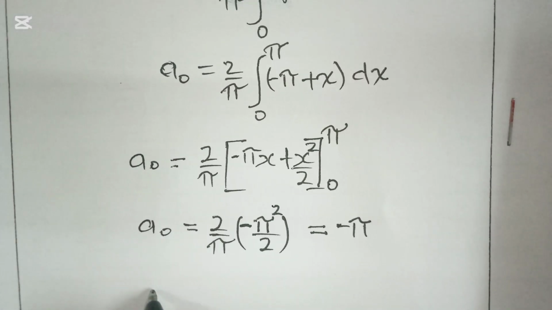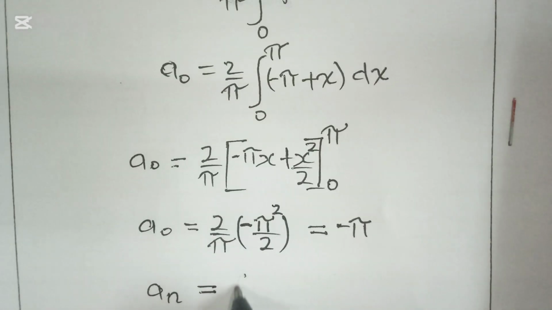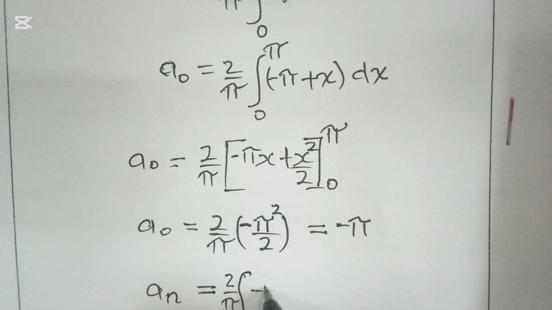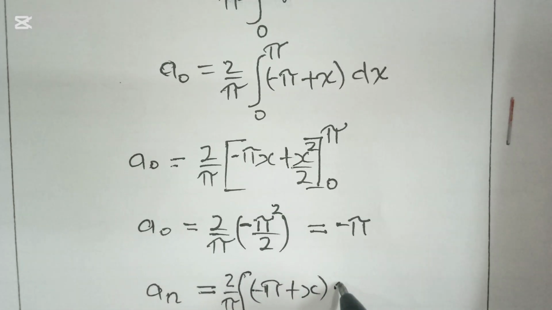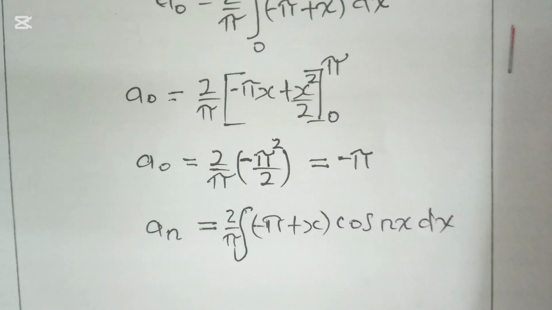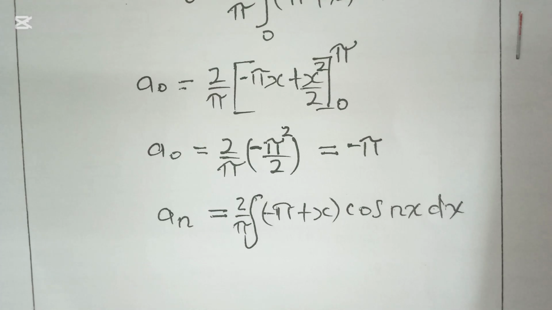Next, guys, we are going to look for an. We still use the same equation, but different in a way, because we are now going to have negative pi plus x, and this is now going to be cos nx dx. So guys, that's what we are going to have. And this one, guys, we will employ integration by parts. So guys, let me do it and I show you.